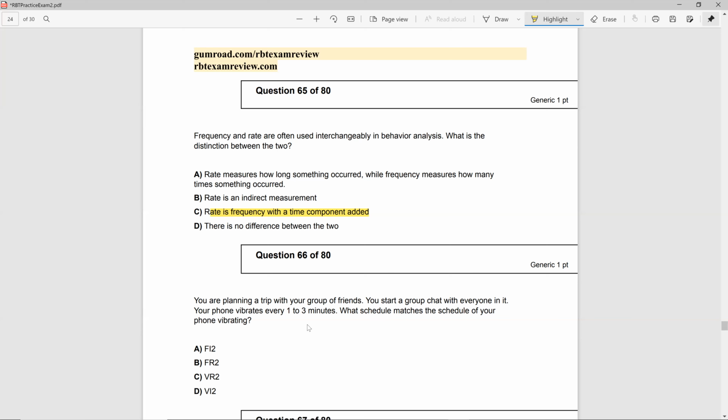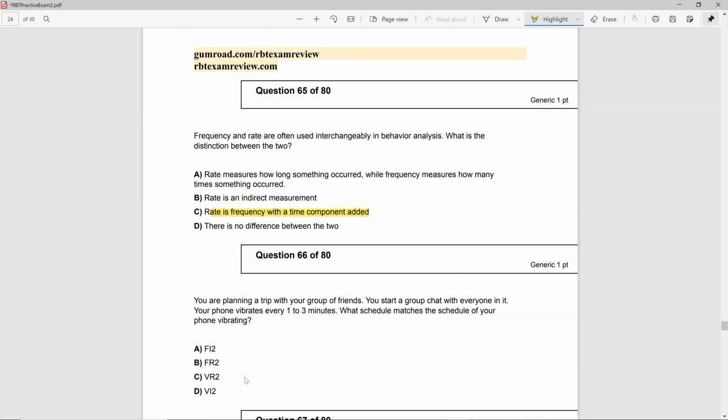So first thing, dead giveaway. When we're looking at basic reinforcement schedules, are we looking at time, so intervals, or are we looking at responses, so ratios? Well, our phone every 1 to 3 minutes, it's time, right? So we're looking at some sort of interval schedule here. So we can immediately eliminate B and C. That leaves us with A and D. We have a fixed interval 2 or a variable interval 2. So what is the difference between fixed and variable?